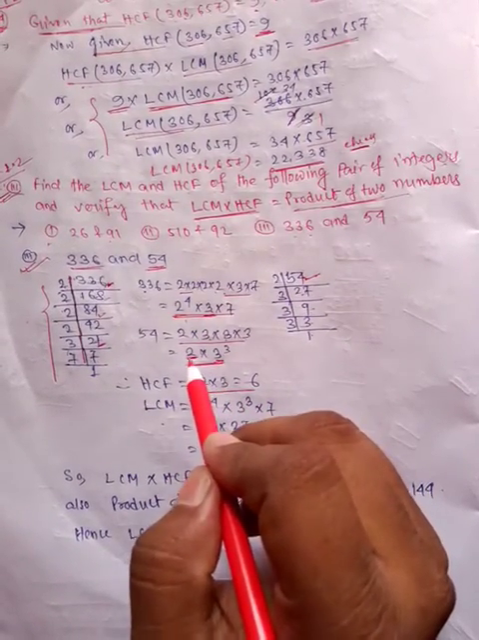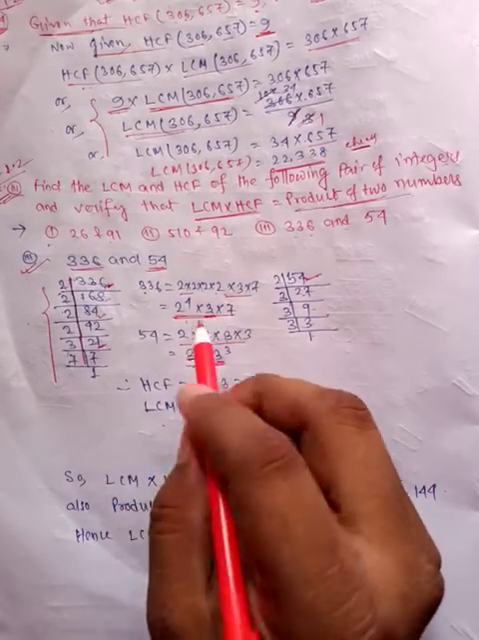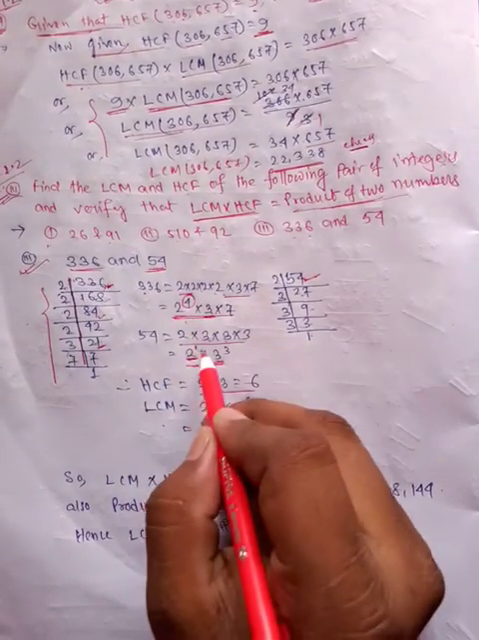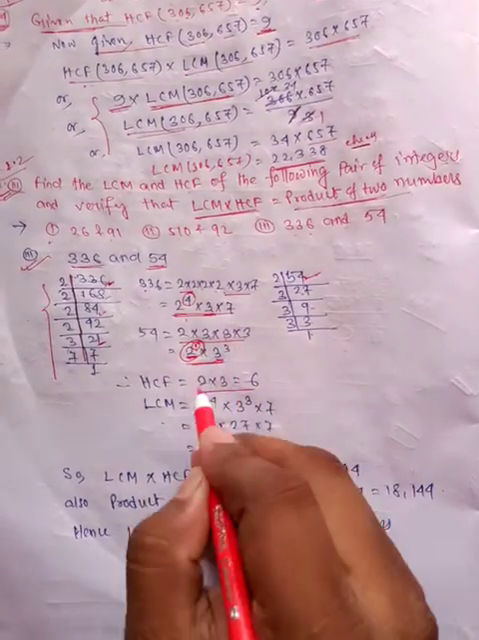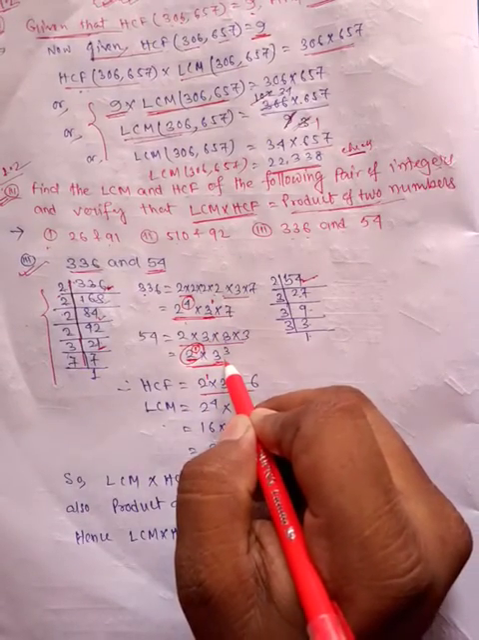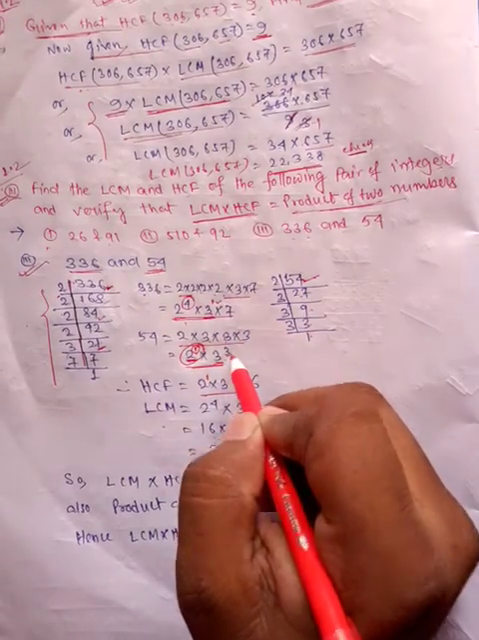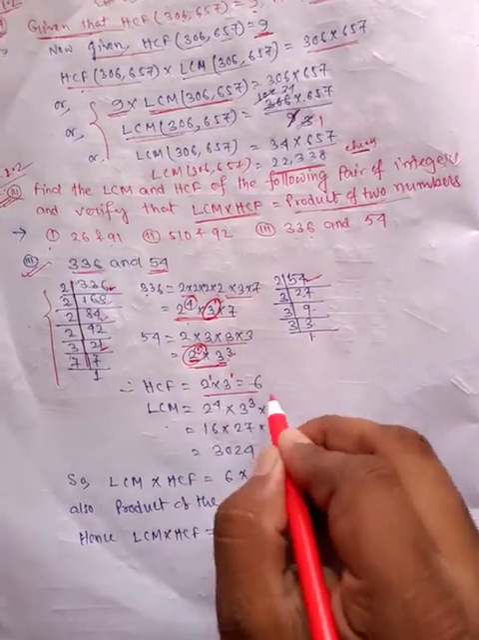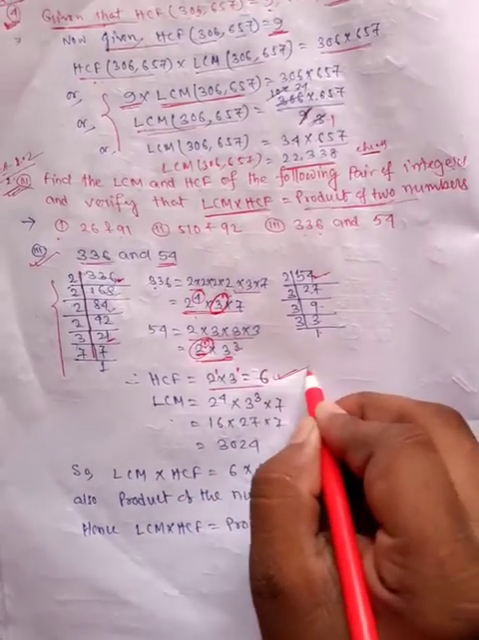And remember, for HCF, lowest, smallest power. Now here the power of 2 is 1, here the power of 2 is 4. So which is smallest? 1 is smallest. So I have to take 2 to the power 1. Again here 3 to the power 1 and here 3 to the power 3. So which power is smallest? This power is 1 and this power is 3, so 1 is smallest. So I have to take 3 to the power 1. So 2 to the power 1 into 3 to the power 1, 2 into 3, that is 6. So HCF equal to 6.